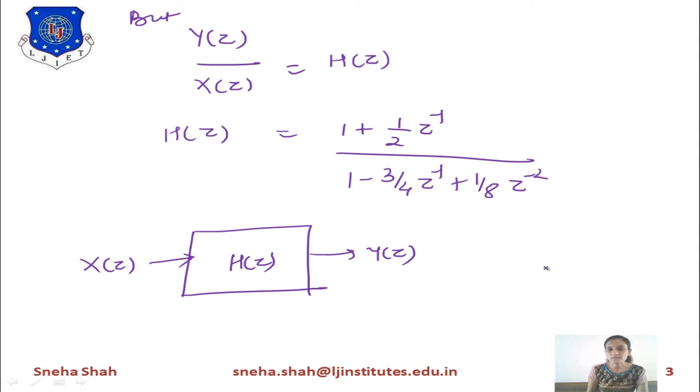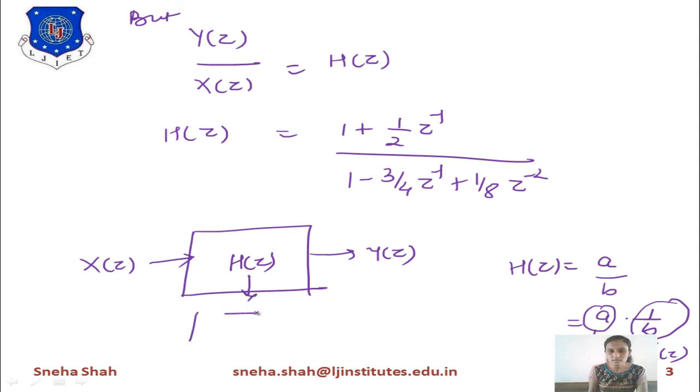Direct form 1 structure will be designed by taking H(z) as numerator upon denominator, so this part will be represented like this: A into 1 by B. Now this A will be represented as H1(z) and this 1 upon B will be represented as H2(z). With multiplication of H1(z) and H2(z), it will give you the output as H(z). So we will apply this rule.